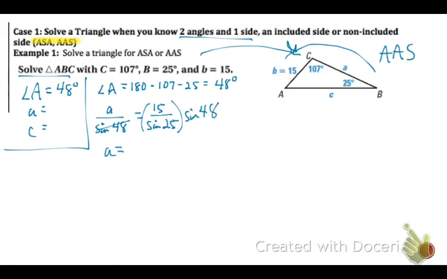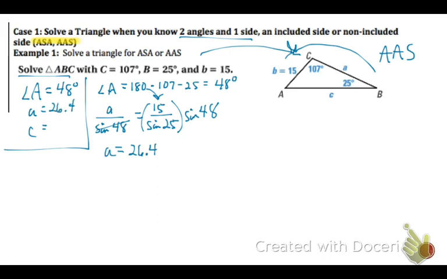On your calculator, do what's in parentheses first. Take 15 and divide it by the sine of 25, making sure that you're in degree mode. Press enter, then take that times the sine of 48, and we'll round to the nearest tenths place, which is 26.4.